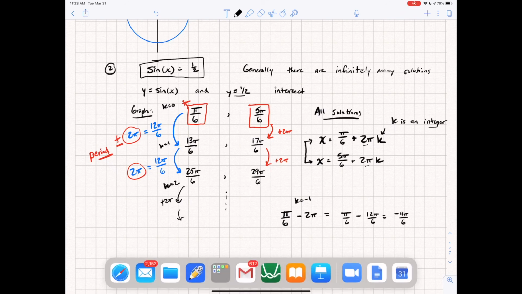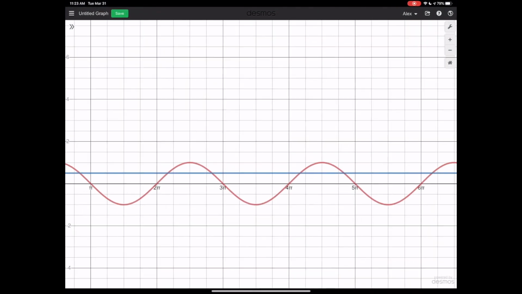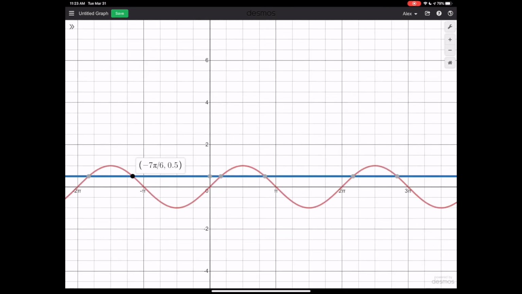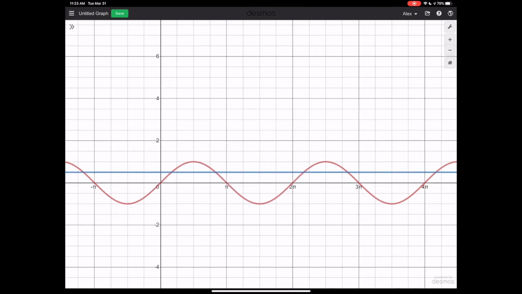Well, let's confirm this on Desmos. If I go back over here to negative, I get negative 11 pi over 6. And notice this is the solution on the left. That's the one associated with this one, and this one, etc. All the points on the right-hand side of these humps are associated with one another. Negative to 5 pi over 6 to 17, etc.